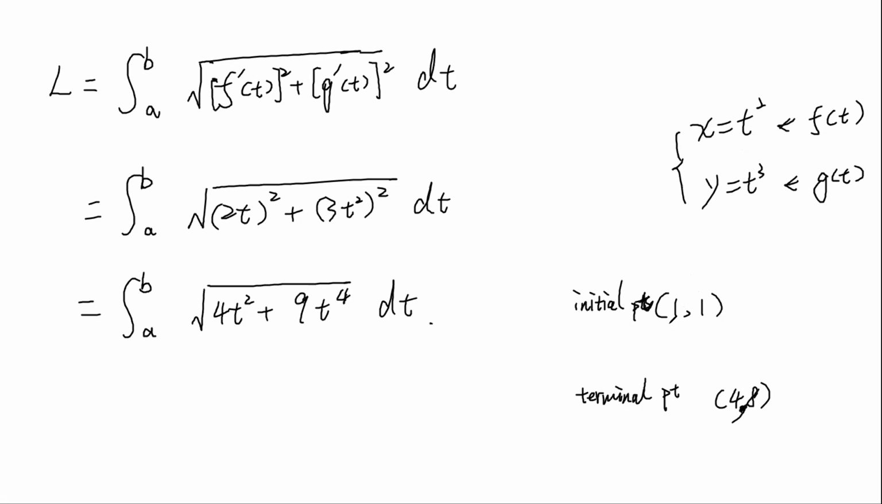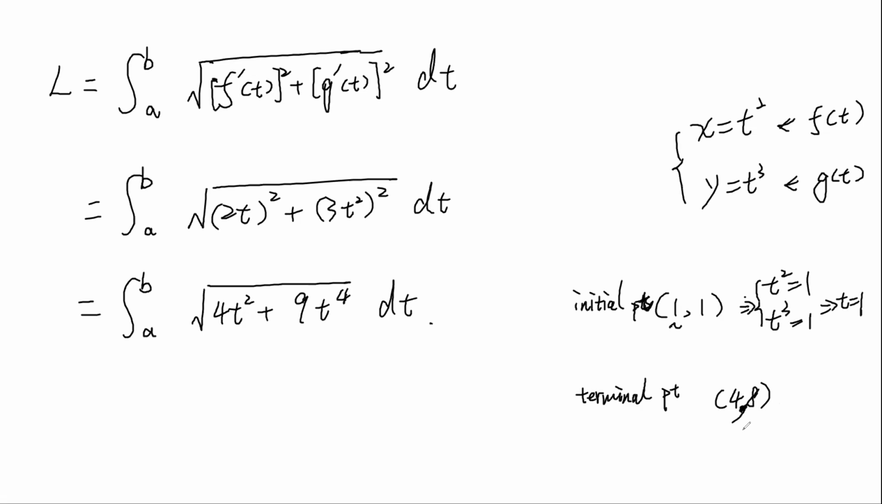So we know these two points are on this parametric curve. So for the initial point, we have t squared is equal to 1, because it's on the parametric curve, so it must satisfy this equation. So you have t squared is equal to 1 and t cubed is also equal to 1. The only possible t that satisfies both is t equal to 1. And from here you get the lower bound for t.